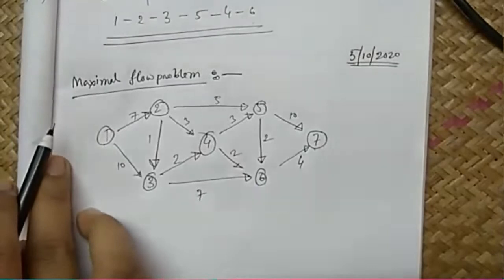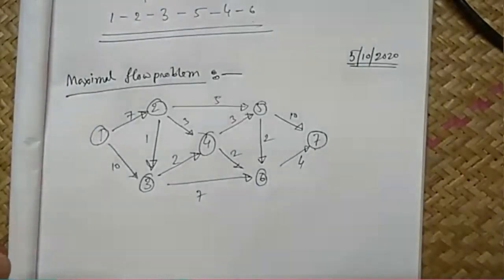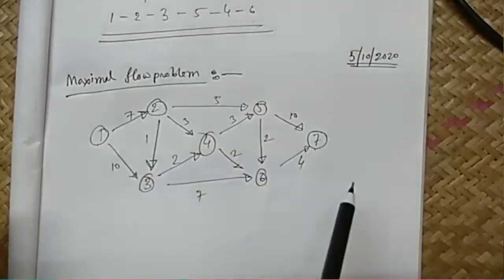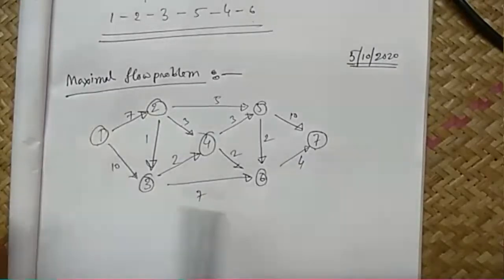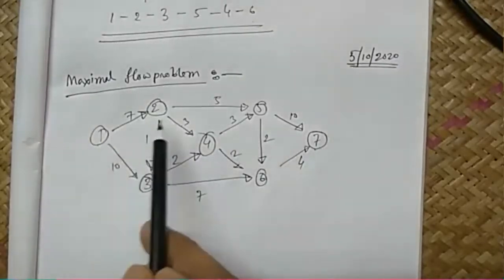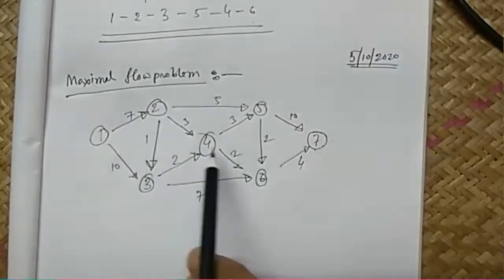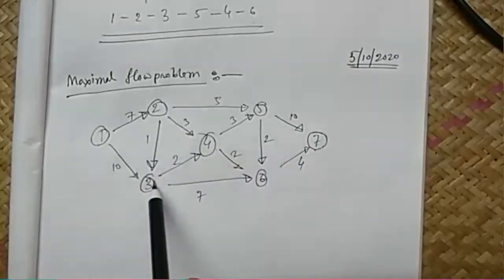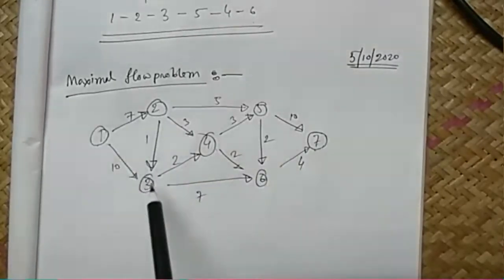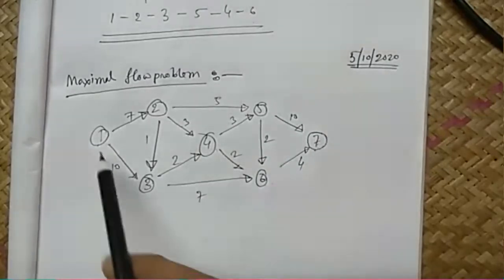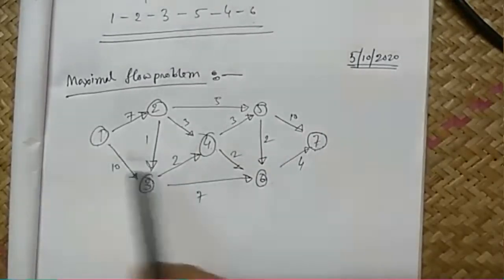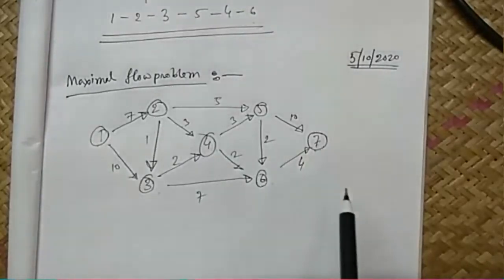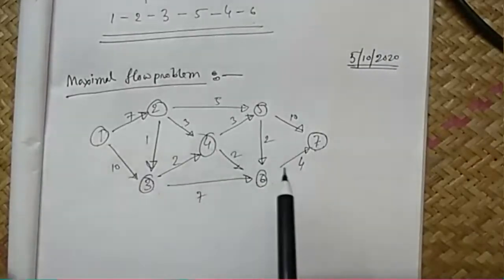Now if you look carefully, then you see there are different number of paths. Okay, a huge number of paths are available here, like 1 2 5 7, 1 2 4 5 7, 1 2 3 4 5 7, 1 2 3 4 6 7, 1 3 6 7, 1 3 4 6 7, 1 3 4 5 6 7. Okay, so there are lots of paths and these digits are representing their capacity.